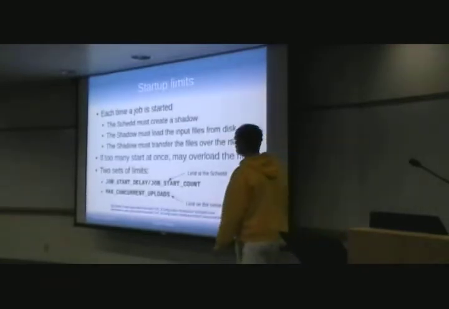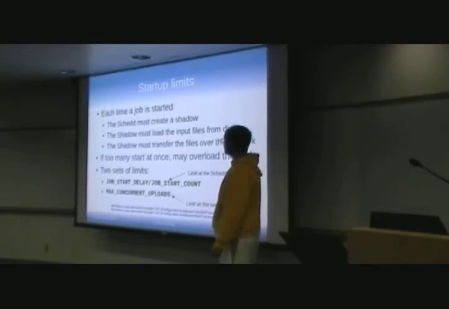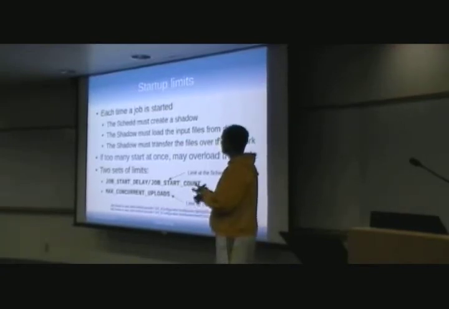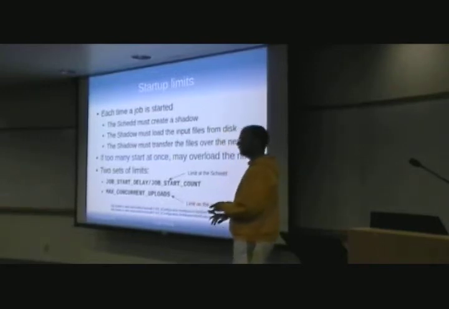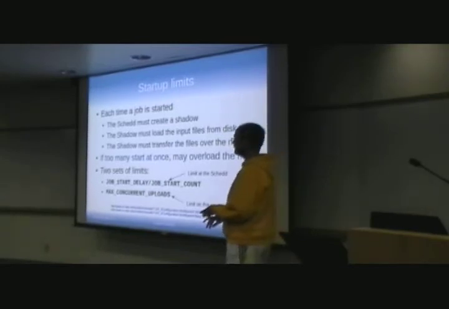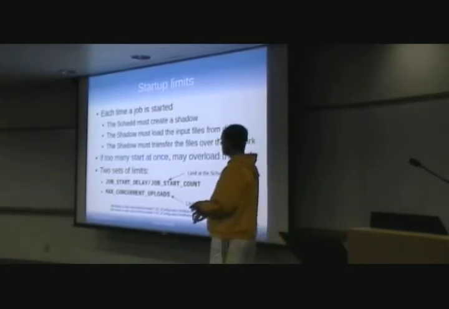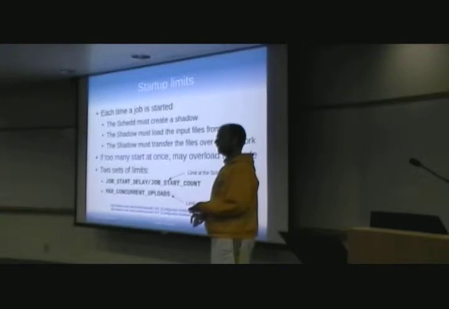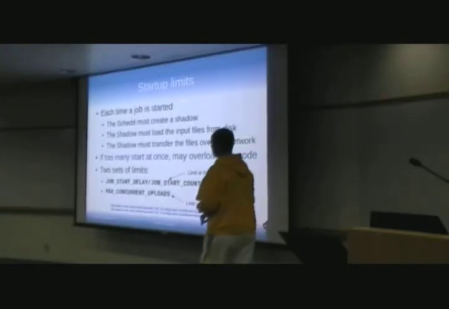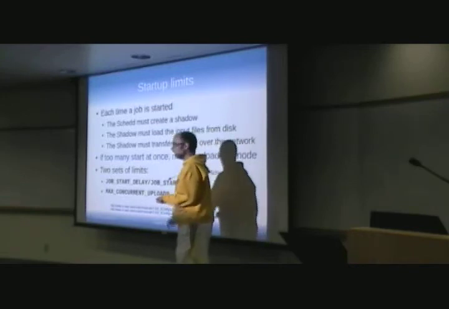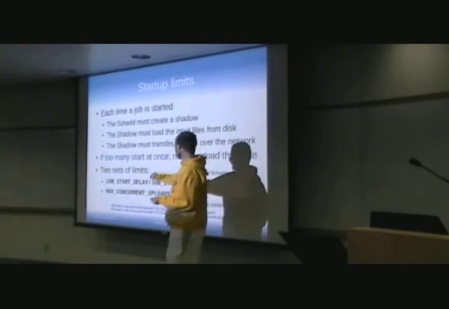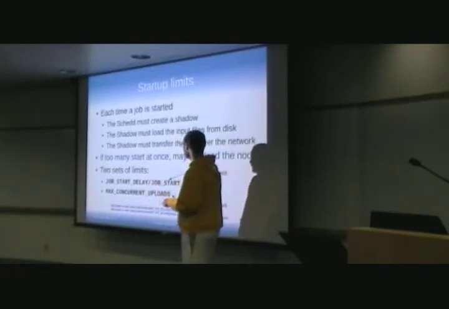You may also want to tweak the startup limits. Each time a job is started, the schedd must create a shadow, the shadow must load the input files from disk, and the shadow must transfer the files over the net. So it's not negligible, the amount of work it is to do. If you start too many at once, you may overload the node. So you can actually throttle that using 2 kinds of knobs. One is job start delay and job start count, and the other one is max concurrent uploads.